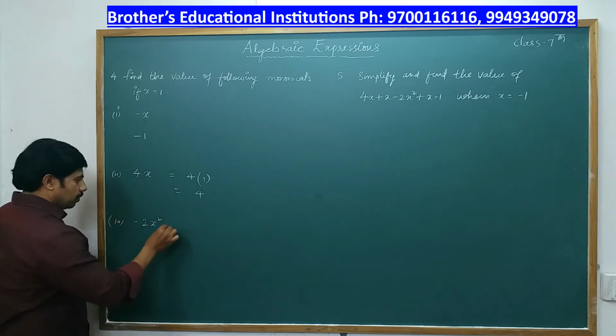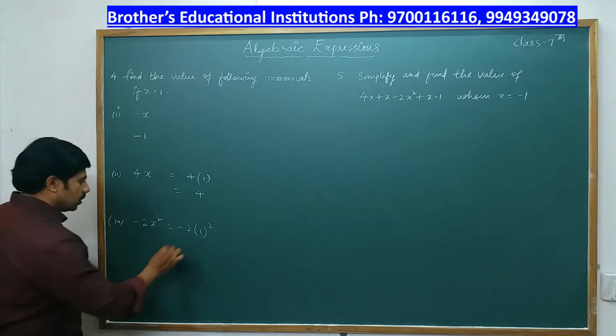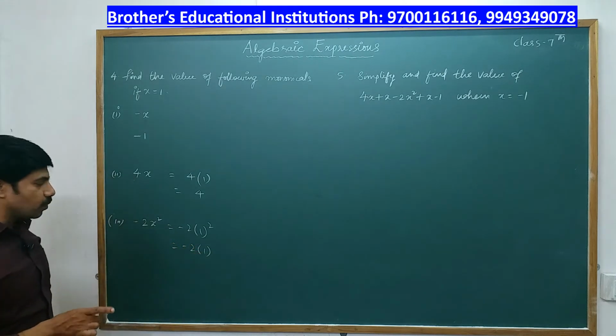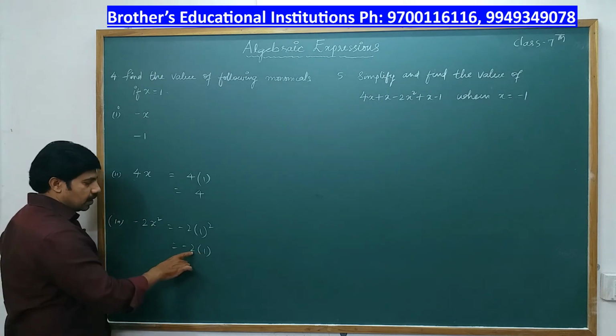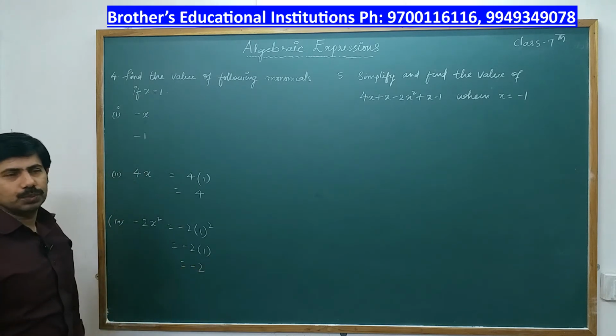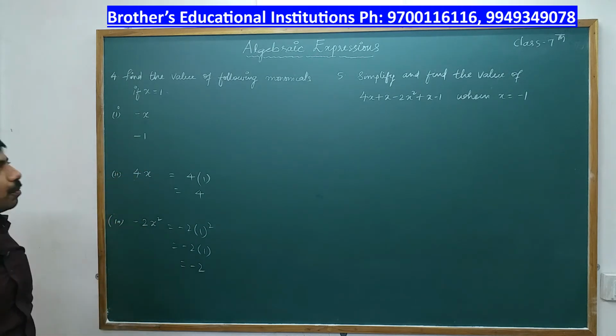Then next, minus 2 into x square, where x is 1. So minus 2 into 1 square. 1 square is 1 into 1. 1 ones are 1. So I wrote that 1. Minus 2 into 1 is minus 2. Okay, so the fourth one is completed. Now we'll go to the fifth problem.